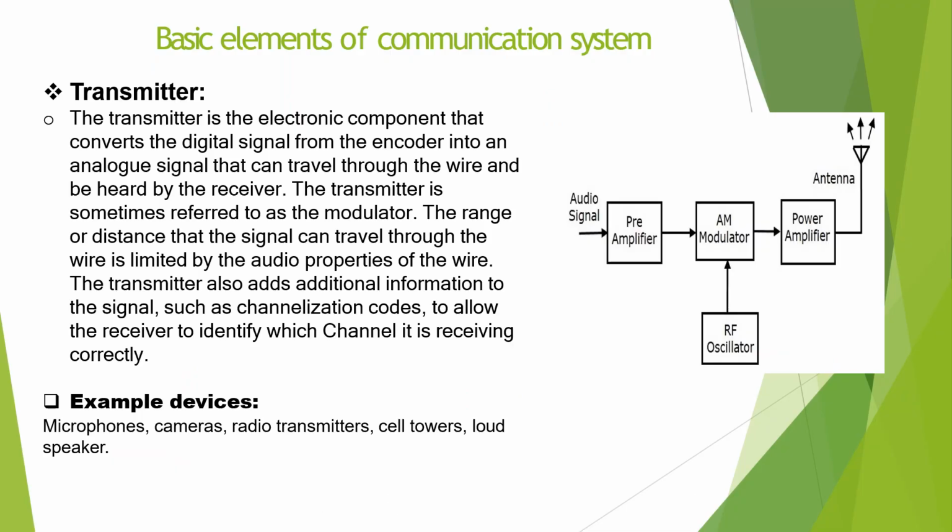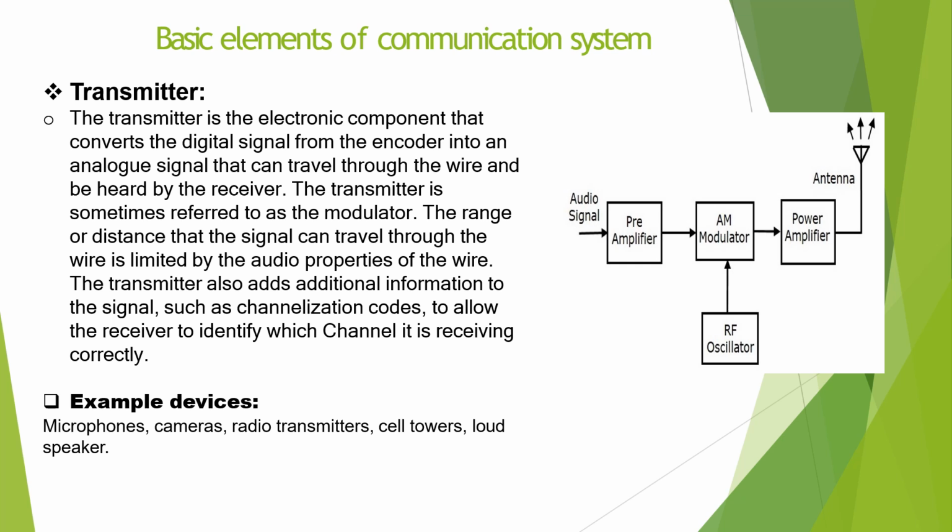Now it's about the basic elements of communication system. First of all, the transmitter. What is the transmitter? The transmitter is the electronic component that converts the digital signal from the encoder into an analog signal that can travel through the wire and be heard by the receiver. The transmitter is sometimes referred to as the modulator.